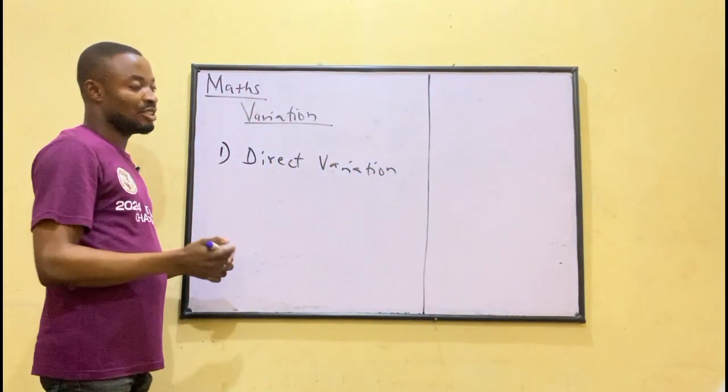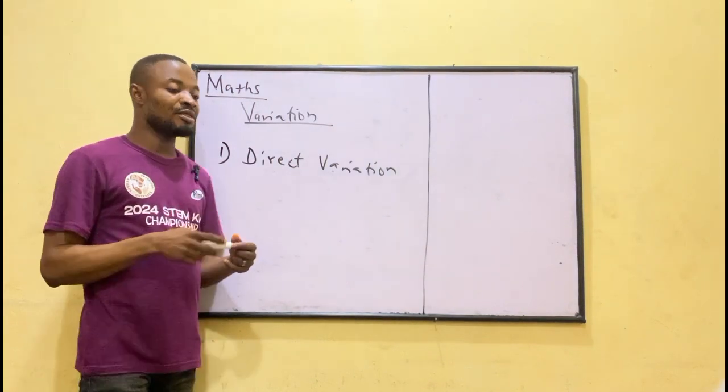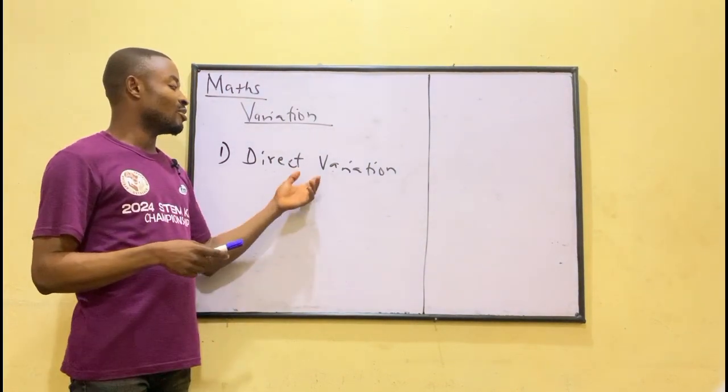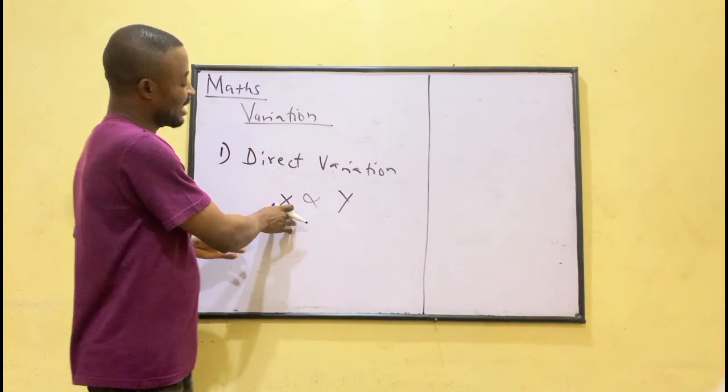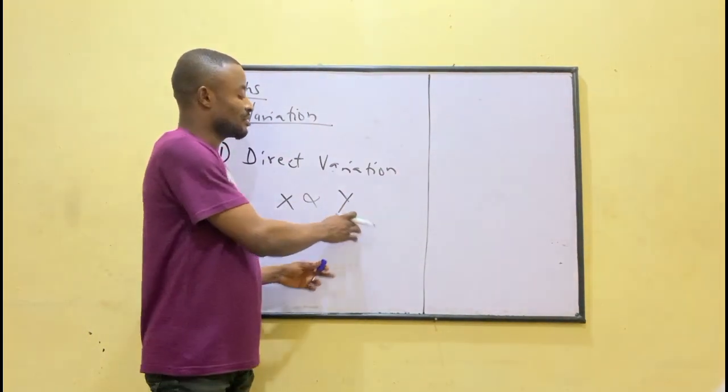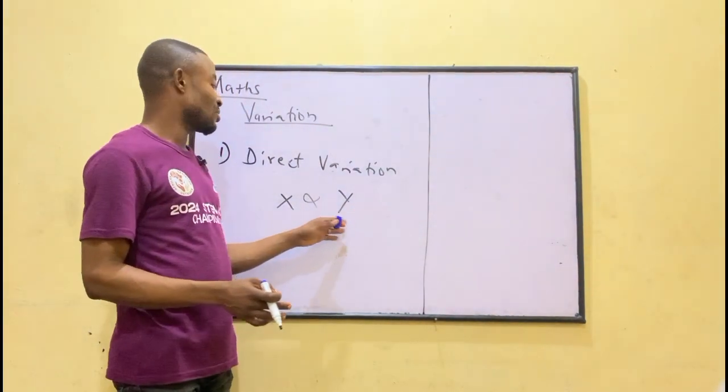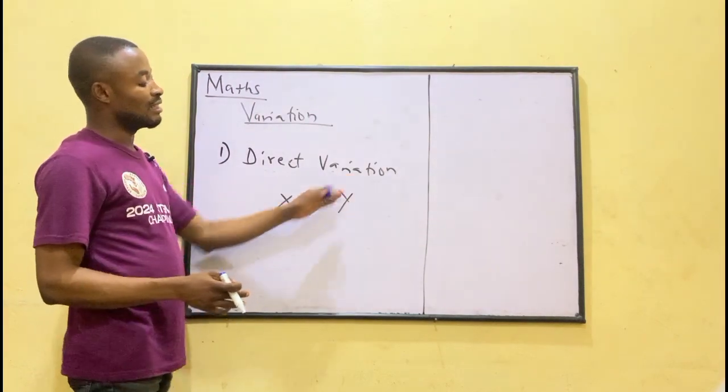Now, in direct variation, we try to compare two quantities. In the comparison, an increase in one quantity, say x, leads to an increase in another quantity, say y. A decrease in x can also lead to a decrease in y. That's what they refer to as direct variation.